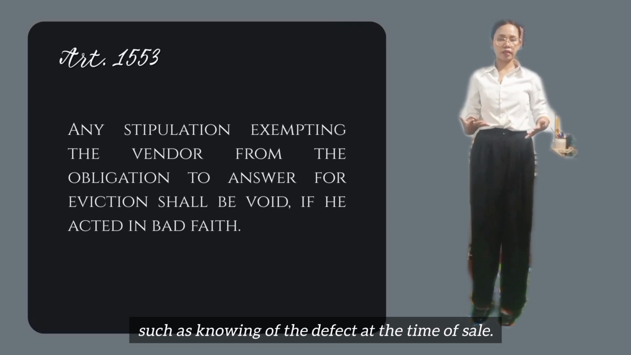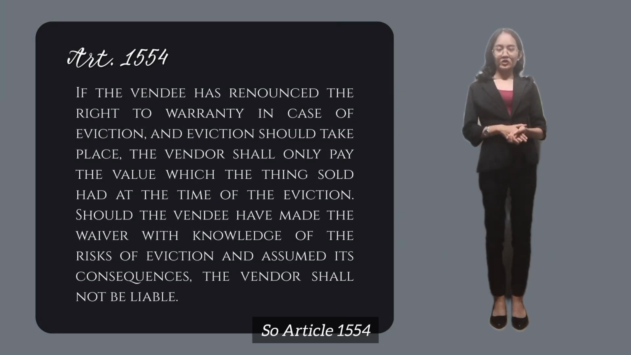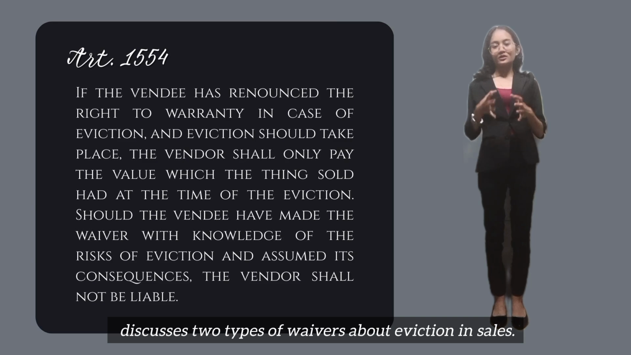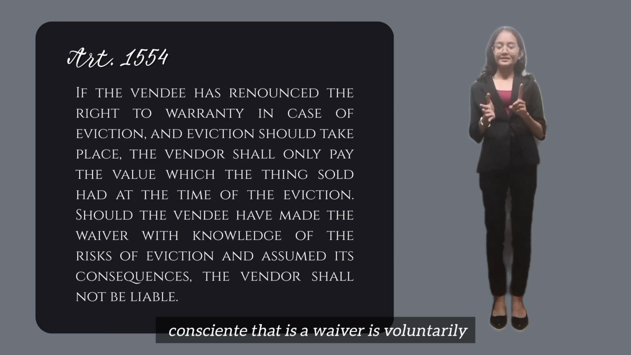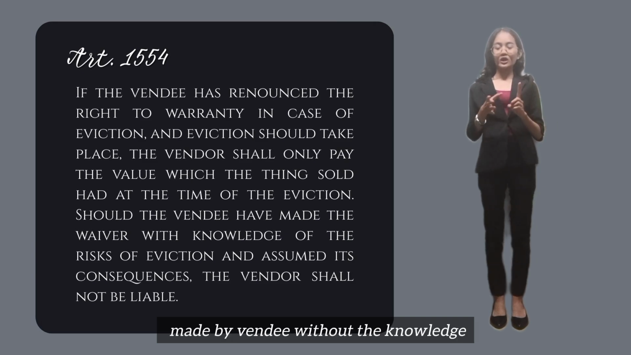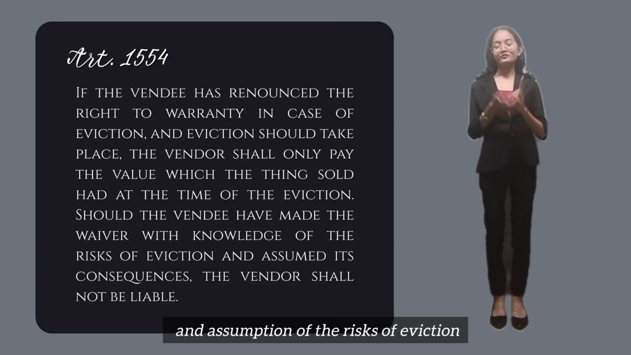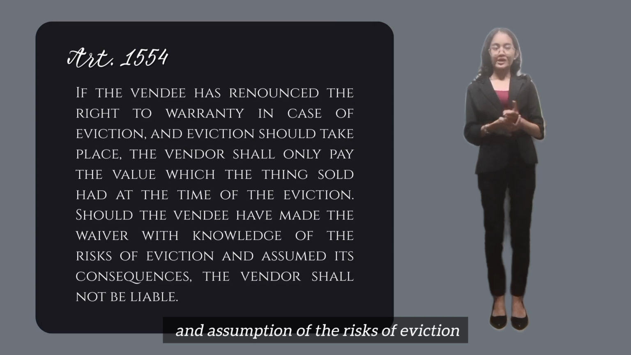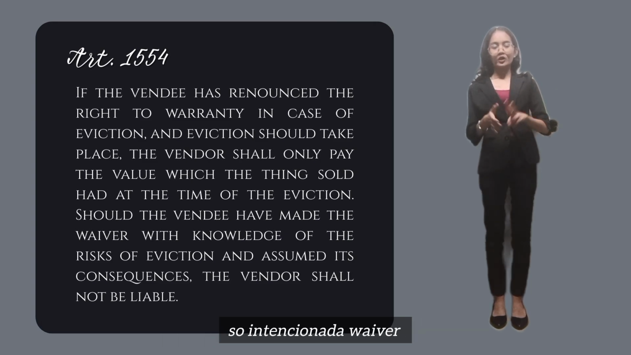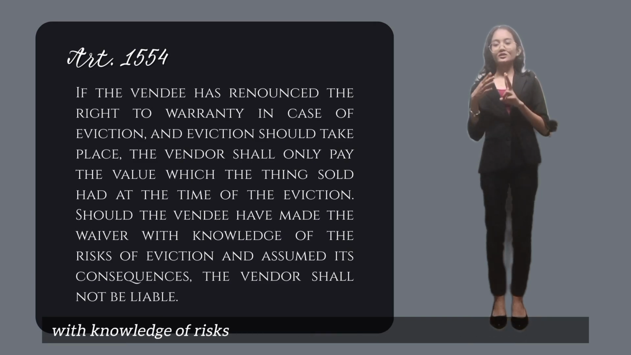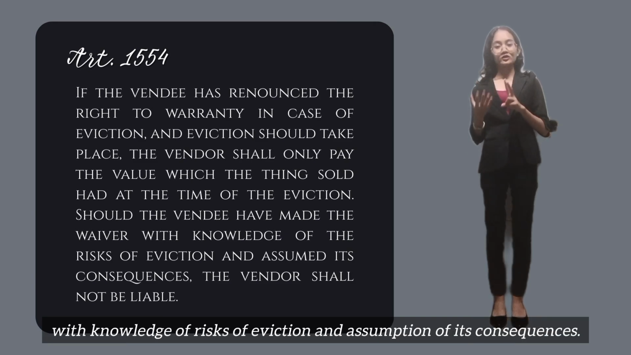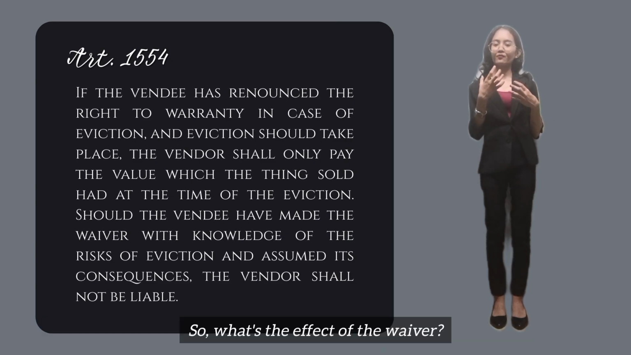time of sale. So Article 1554 discusses two types of waiver regarding eviction and sale. First is consciente, that is, the waiver is voluntarily made by a vendee without the knowledge and assumption of the risk of eviction. And second, intencionada. So intencionada waiver is the waiver that is made by the vendee with knowledge of the risk of eviction and assumption of its consequences.